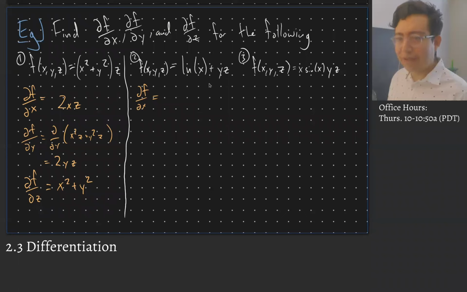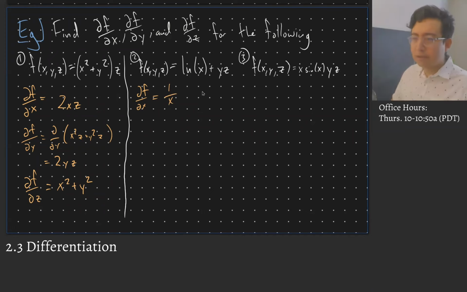The derivative of ln of x, the natural log of x. Yeah, someone's got it. 1 over x. Cool. So 1 over x. And then again, as x changes, y and z don't change, and so their rate of change is 0.